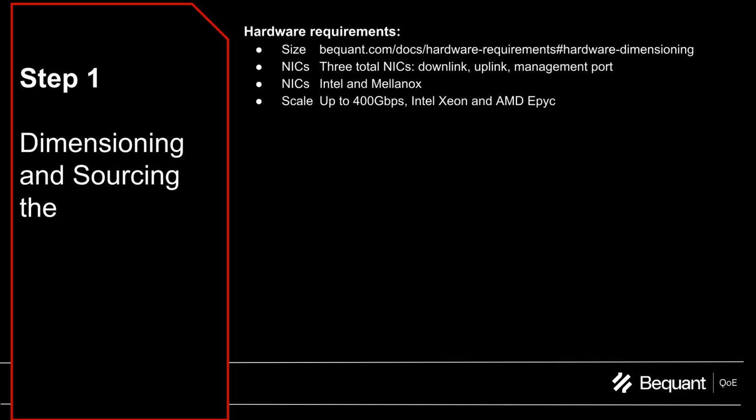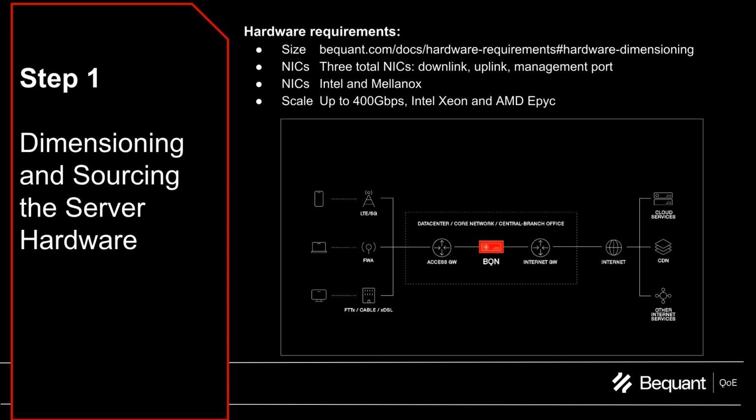Step 1. Dimensioning and sourcing the server hardware. Your server needs to be sized for the uplink plus downlink peak throughput it will be processing. Some organizations may have servers from prior projects or servers that supported a competing QoE solution. Many of these may work well for your trial. Our Bequant support folks can assist in determining the viability of any server hardware specification you provide.